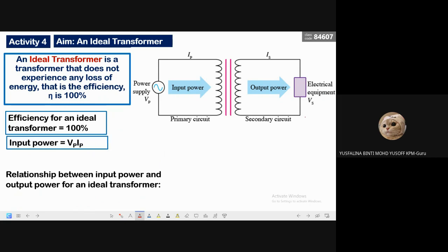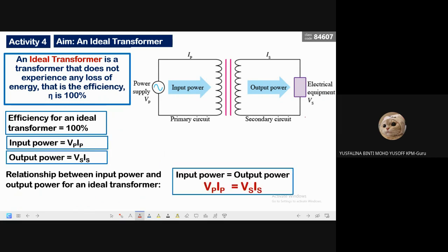So the relationship between the input power and output power for an ideal transformer comes from the input power. P equals VI. Remember we learned that in electricity. P equals VI. So the input power, remember which part is the input one? The input one is actually the primary one, right? The input voltage, the one that I said.